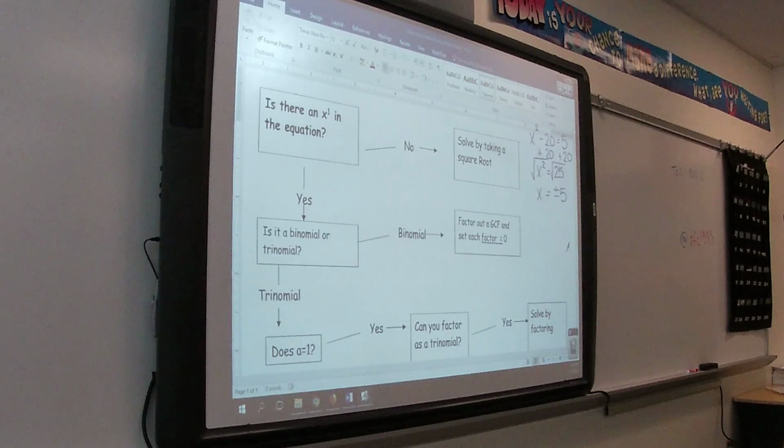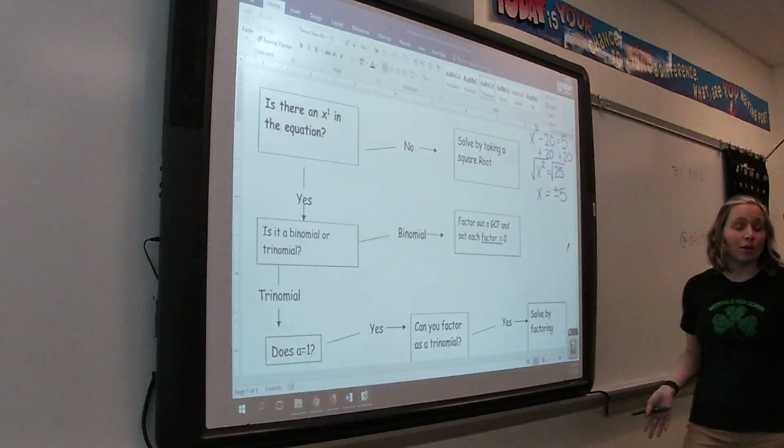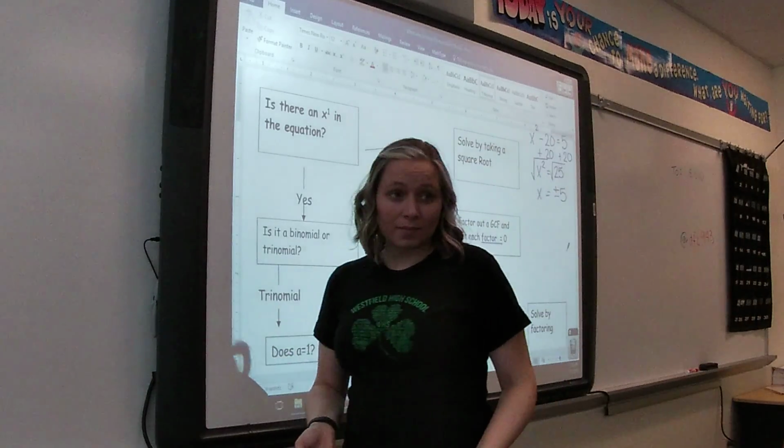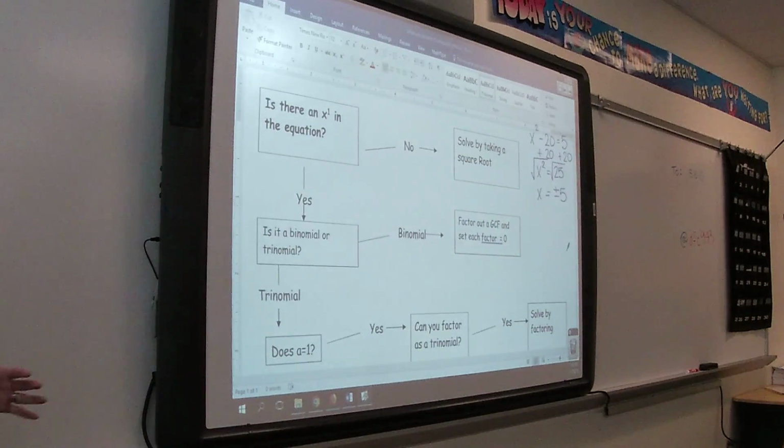I definitely think that that's an option you should be using and considering. No one should be saying, I'm not going to solve by taking a square root. It's too easy, it's too quick, we could all handle doing that.